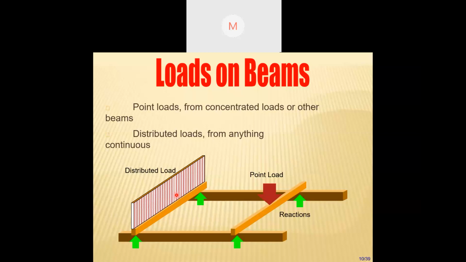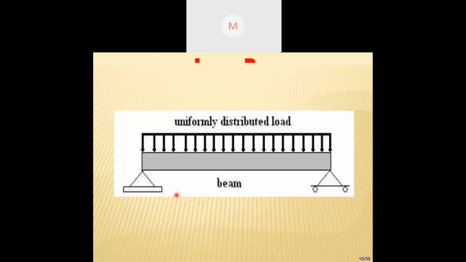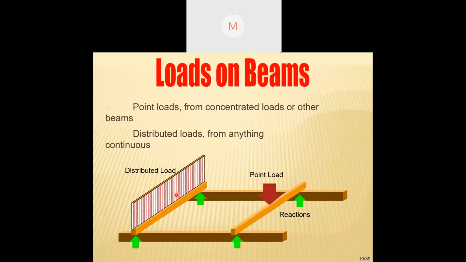Now apart from point load, there is another type of load which is called distributed loads, or uniformly distributed loads. Now look, in this beam there is a point load acting, right? This is called a concentrated or point load. Now here, this is a beam, and in this type of beam the load is over the whole beam. This type of load is called UDL, or uniformly distributed load. So this is basically an illustration of UDL.